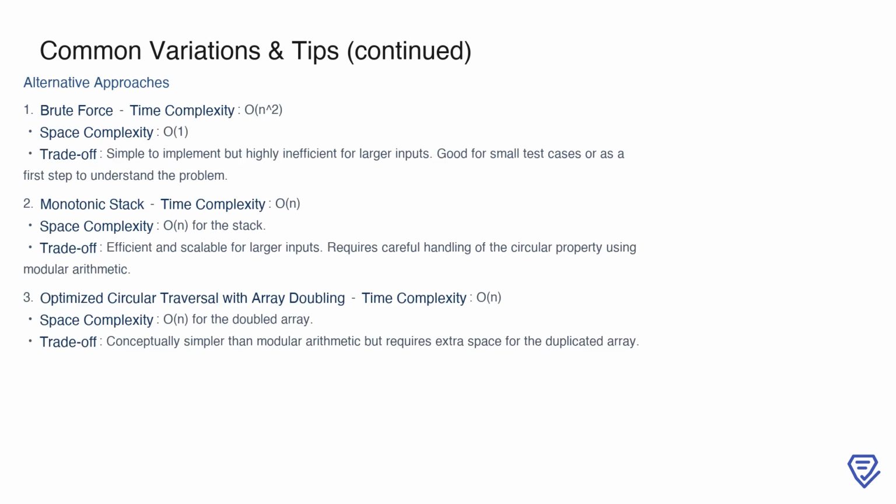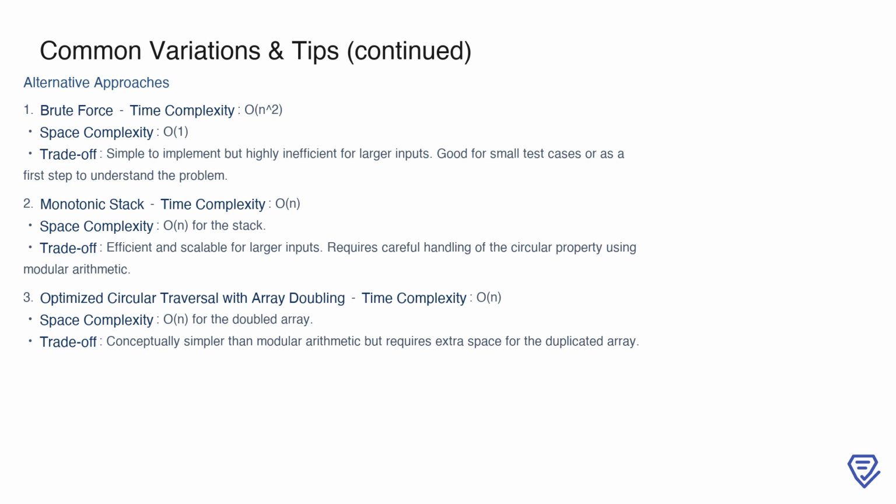When it comes to solving this problem, there are several approaches to consider, each with its own trade-offs. The brute force method is the simplest to implement, with a time complexity of O(n²) and constant space usage. However, it's highly inefficient for larger inputs and is best suited for small test cases or as an initial step to understand the problem. The monotonic stack approach, on the other hand, is far more efficient, with a time complexity of O(n) and a space complexity of O(n) for the stack.